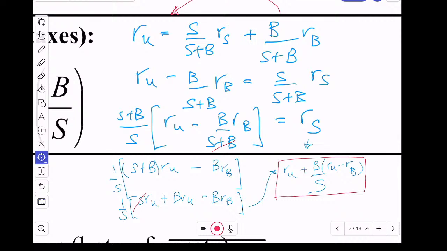And then I distribute the S and the B to RU, and I group my terms. When I do that, I see that if I distribute the 1 over S, it'll cancel this, but it'll stay here. Yes, that's RS.